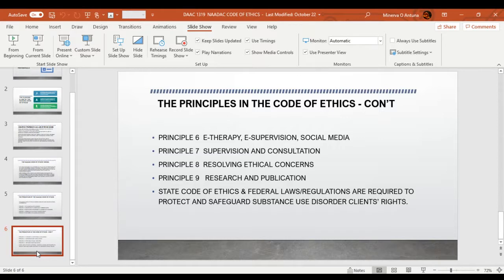So the State Code of Ethics and federal law and regulations are required to protect and safeguard substance use disorder rights. It is to protect the client. Of course, you're being responsible by taking responsible actions, and the Code of Ethics will help you shape that through its guidance and supervision.